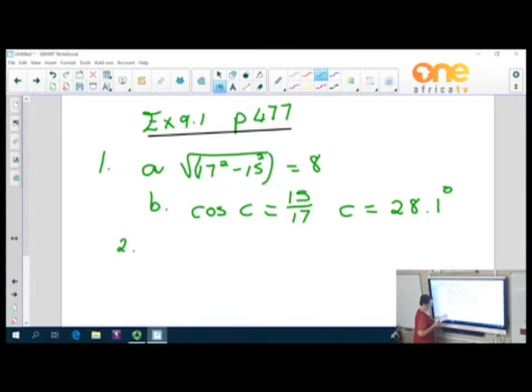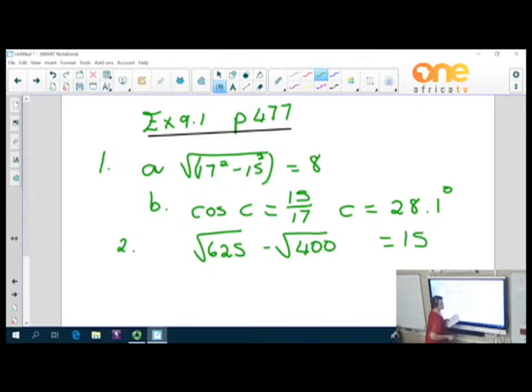Number 2. Now, that number 2 is actually showing you Pythagoras because it's that theorem of Pythagoras that we have there. So we can say that 625, now remember this is the area, and so we can get the square root of that one, and then the square root of 400. So if we subtract those two, you will get F, which is 15. So they actually gave you those squares already. Number 3.